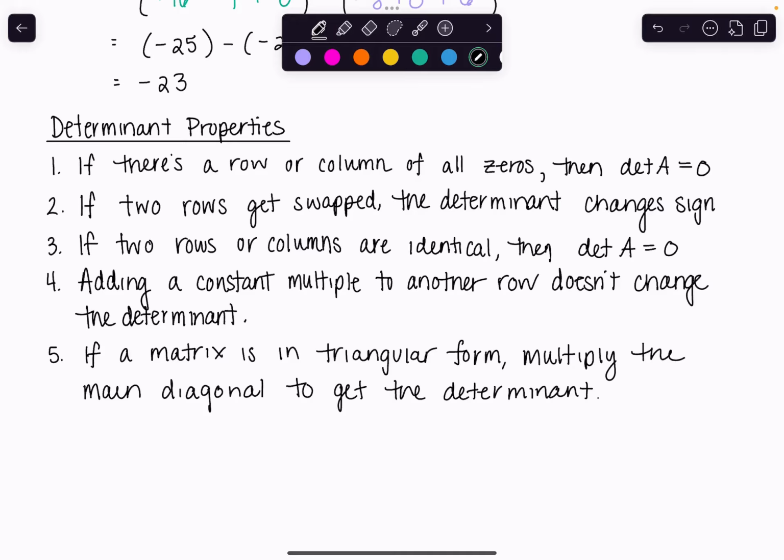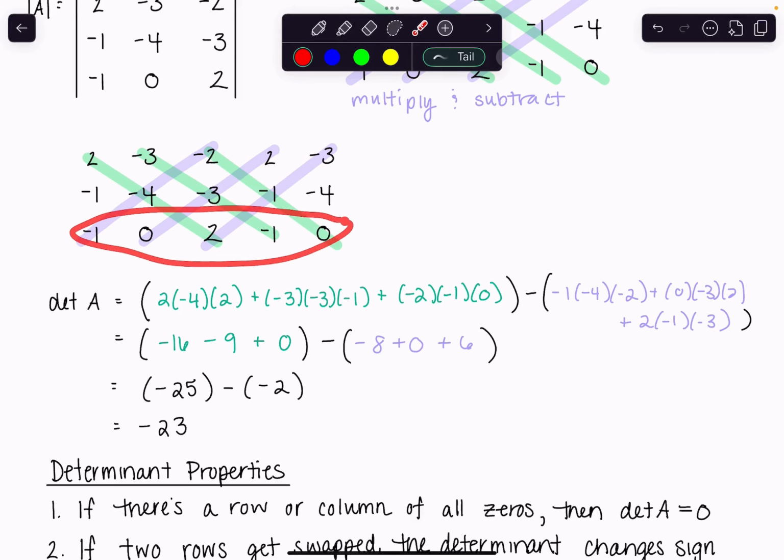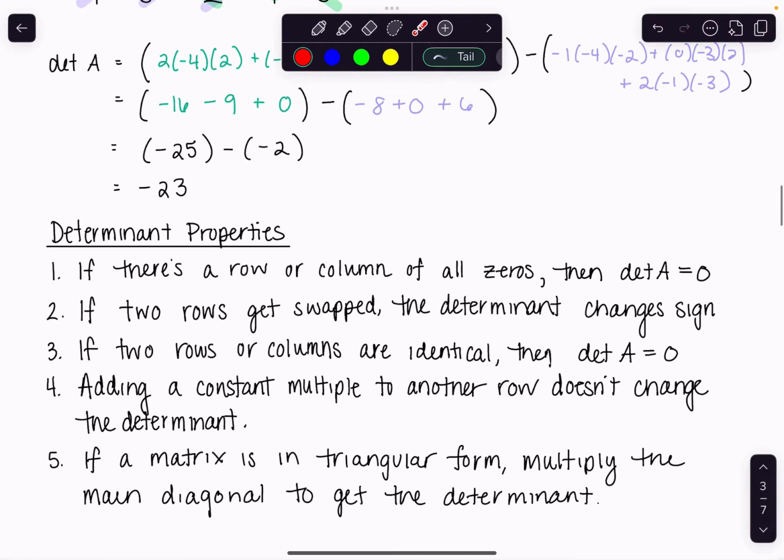If there is a row or column of zeros, immediately you don't have to do anything. The determinant is going to be 0. Because it comes back to this. If you have an entire row of zeros, then no matter which forward or backward diagonal you look at, it's going to be multiplied by 0, it's 0. Okay. If you swap 2 rows, it's going to change the sign of the determinant. So if it was positive, it switches to negative or vice versa.